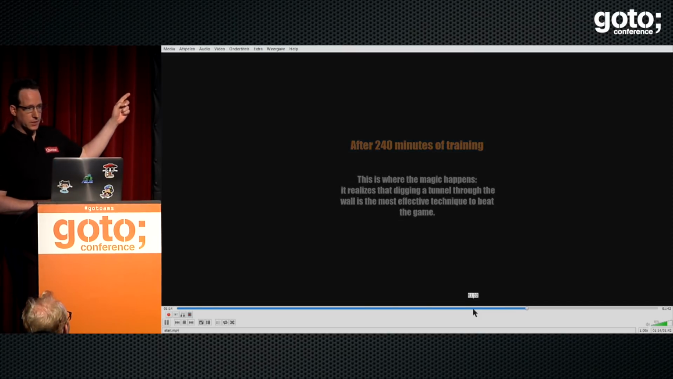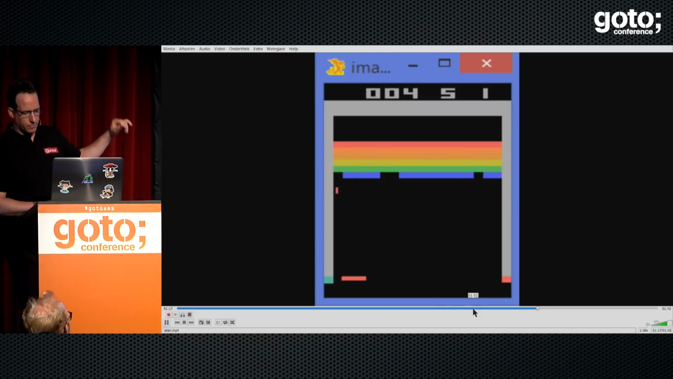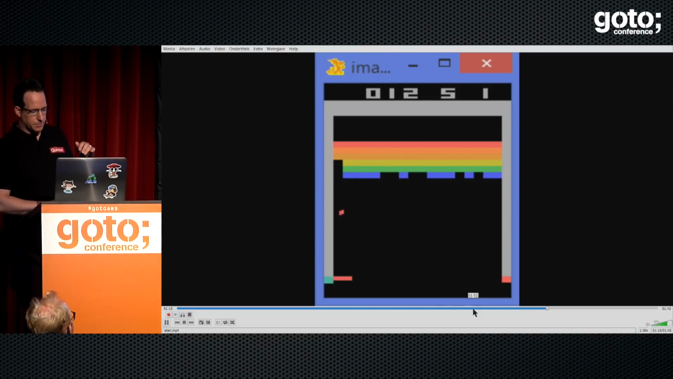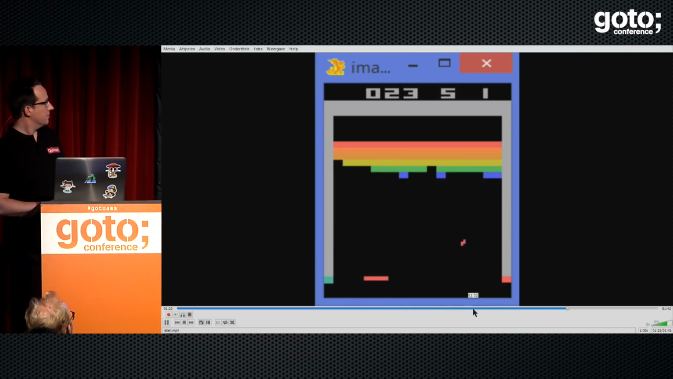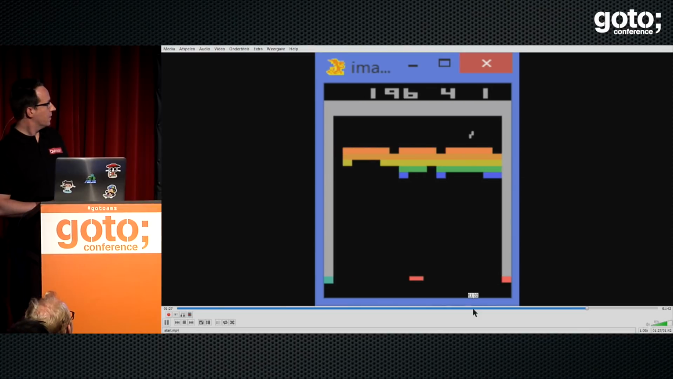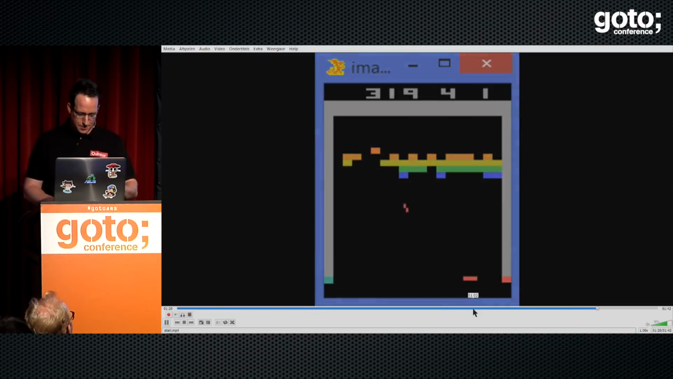After 2 hours, actually, something special happens. He finds out that there's an even better way to score points. It's basically by tunneling, which you'll see in a second. So, it's pretty good.